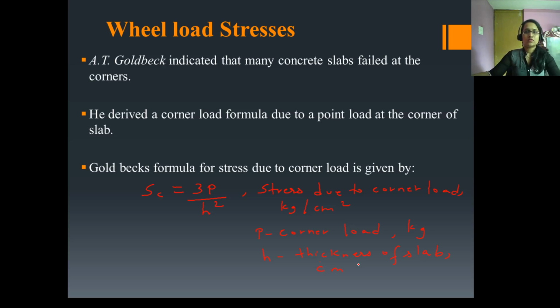So this is the formula to calculate the stress due to corner load, which is given as SC equals 3P upon H square, where SC is the stress due to the corner load. P is the corner load and H is the thickness of the slab, which is given in centimeter.